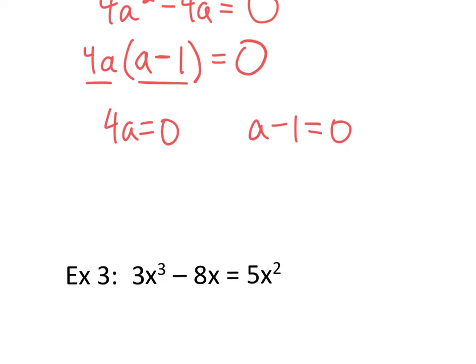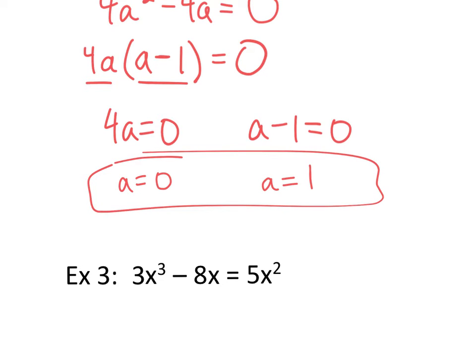Divide by 4 on both sides, and a is going to be 0. And the next one? Just add the 1. So a is going to be 1. So here are my two values. That was hard? I hope that wasn't hard.